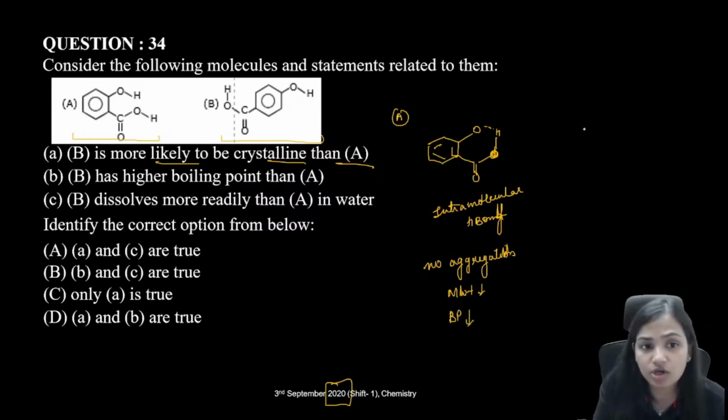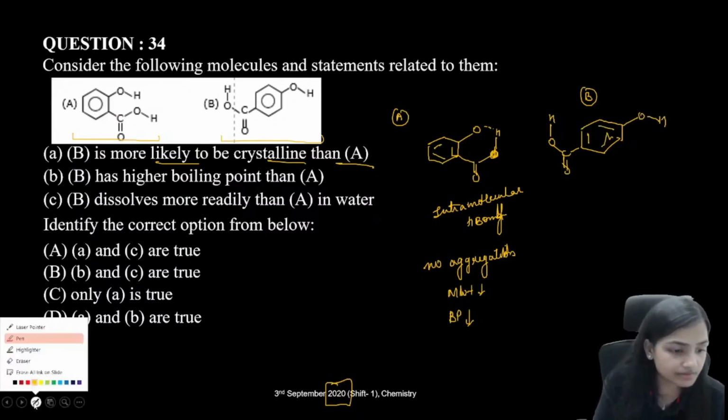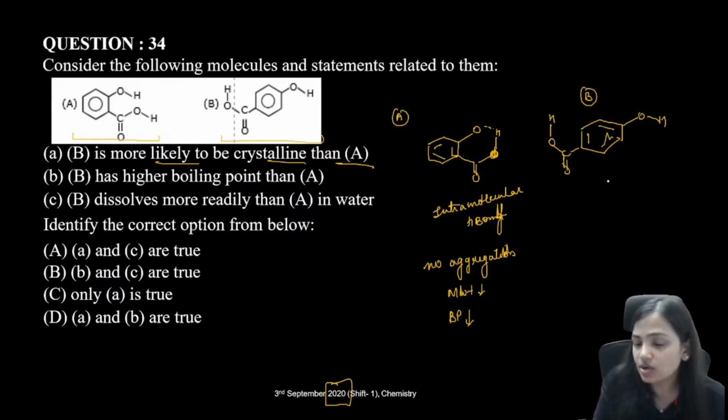But here, if you will see the option number B, what can happen? Here we are having the carboxylic acid and this is the OH. So ultimately what can happen is, we can have one more molecule of the same type and let's say here we have the alcohol. This can form the hydrogen bonding.